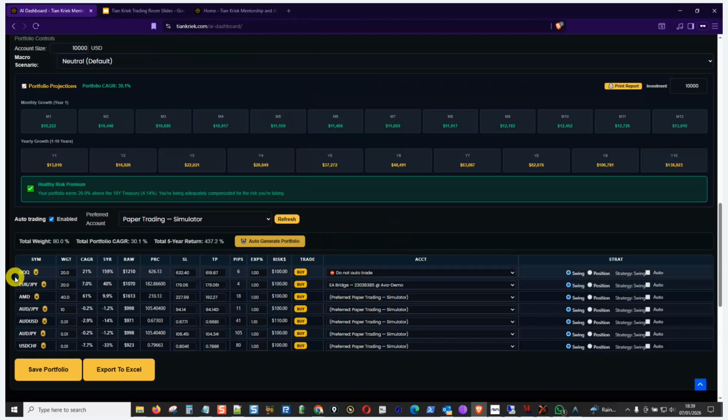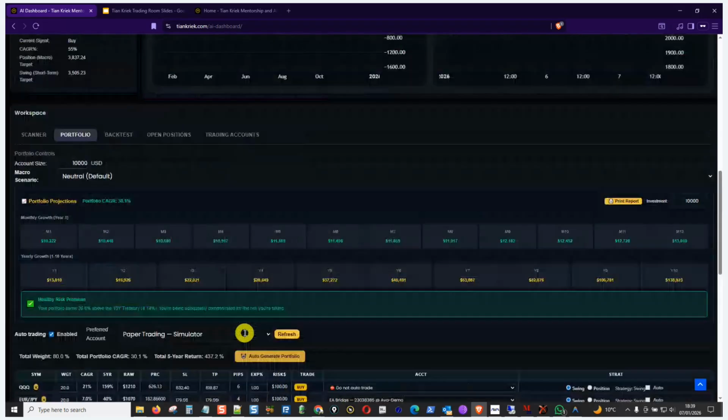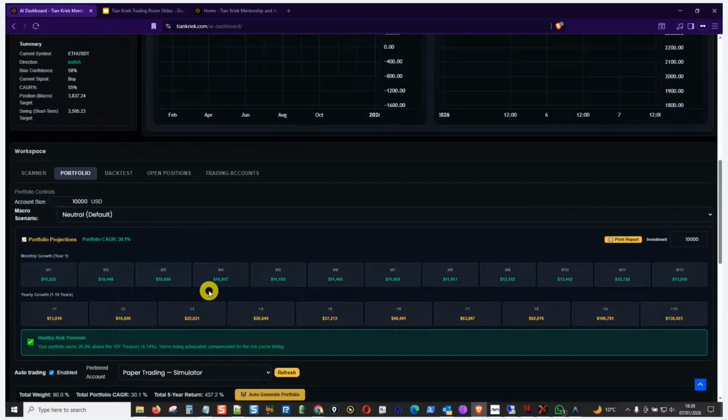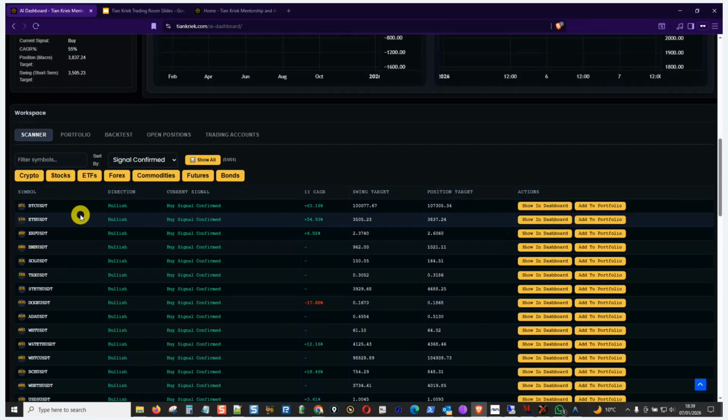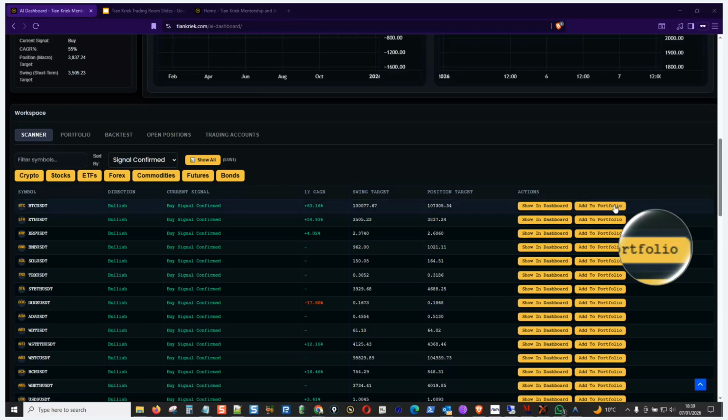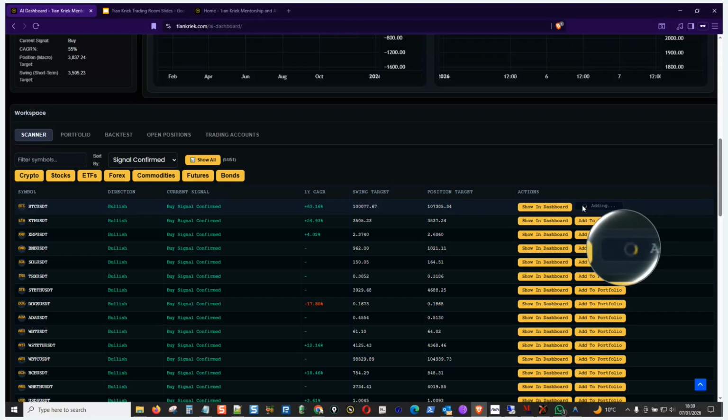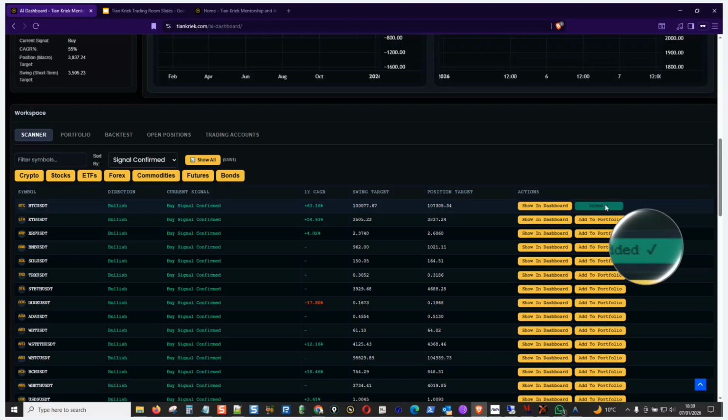So I removed Bitcoin because I want to show you how to add that to the portfolio so that we can auto trade it. So go to scanner. There's Bitcoin. And I'm just going to put my mouse over here, click on add to portfolio. So if I click add to portfolio, then it will say it's adding. And the moment that it's added, there will be a checkbox. It shows that it has been added.